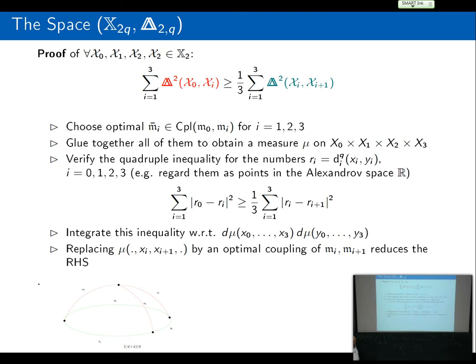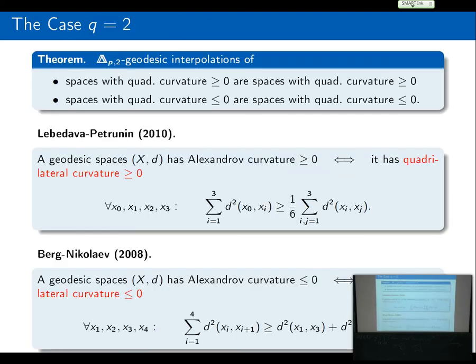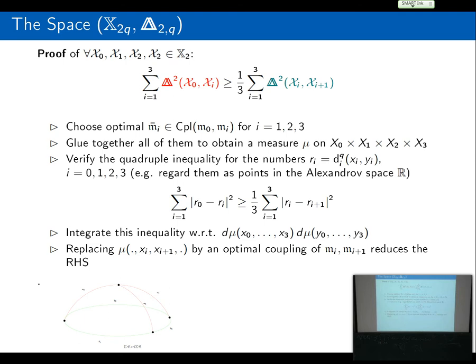I claim that this is true. So those who are good in calculus one can prove it within the next two or three minutes, perhaps. Those who are not willing to prove it by themselves can rely on the proof of Lebedev-Petrunin and the fact that the real line is a space of non-negative curvature. And since the real line is a space of non-negative curvature, this inequality has to be true, because this is just a quadruple on the real line.